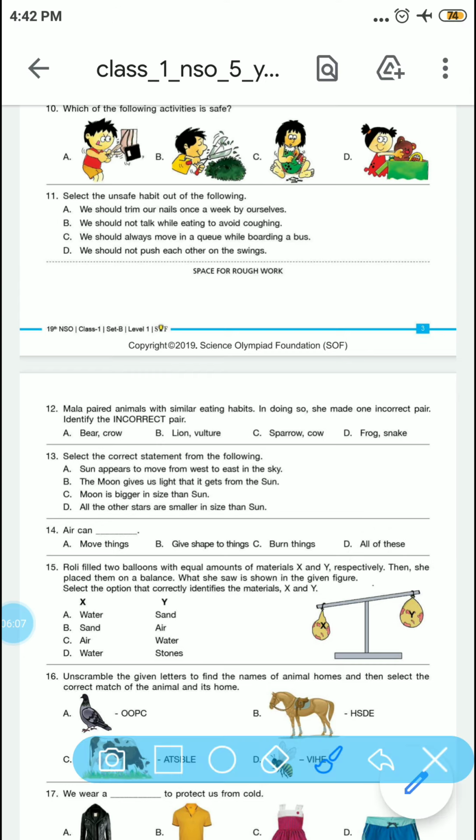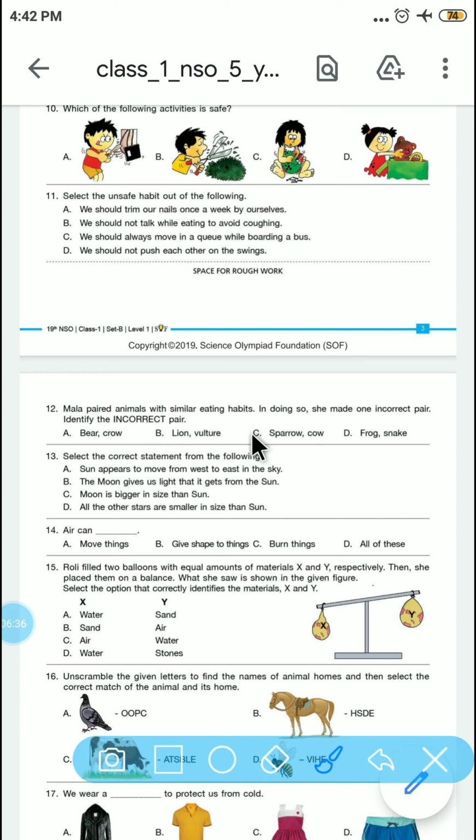So now let's see the next section. Question number 12. Mala paired animals with similar habits. She made one incorrect pair. What is it? So bear and crow, lion and vulture, sparrow and cow, and frog and snake. So which one is incorrect match as per your consideration?